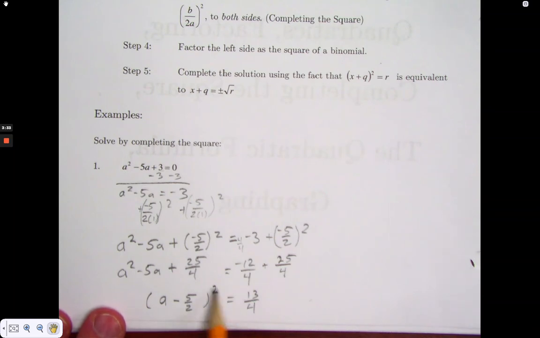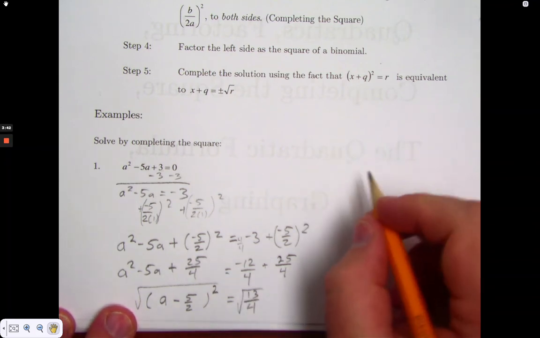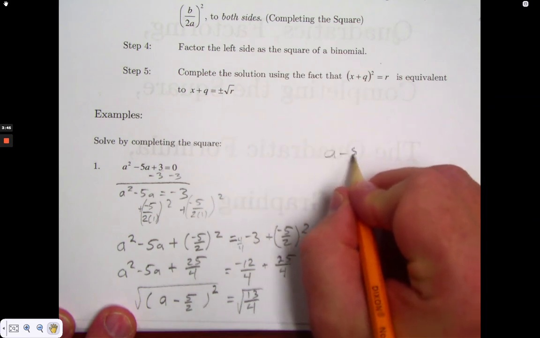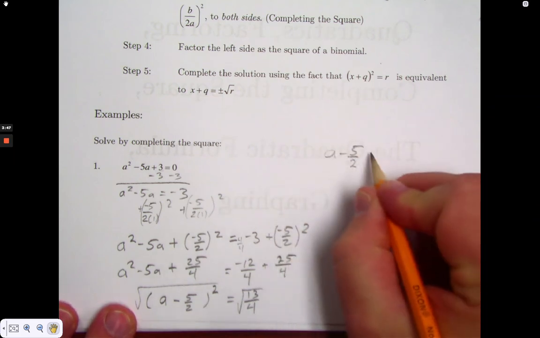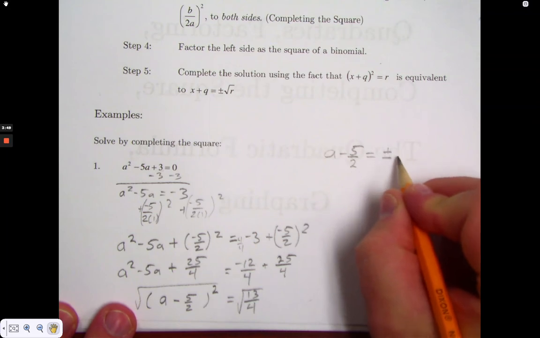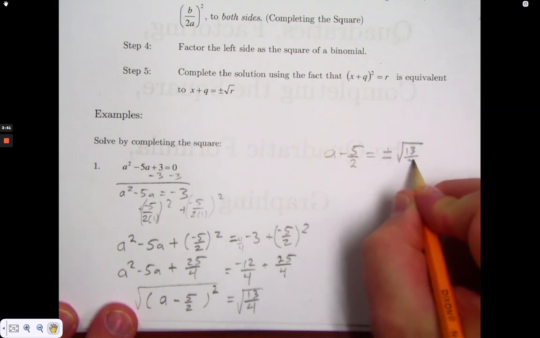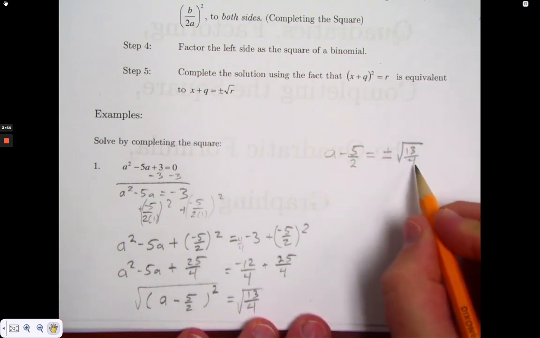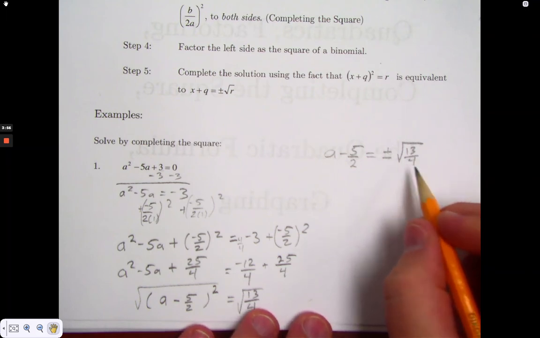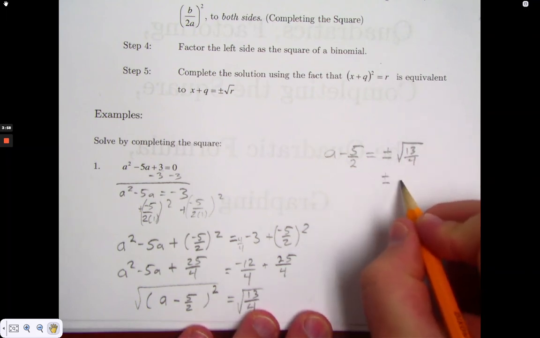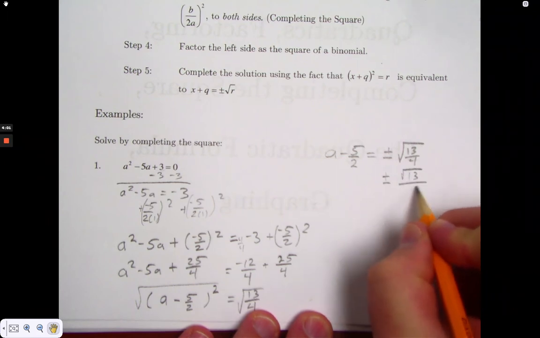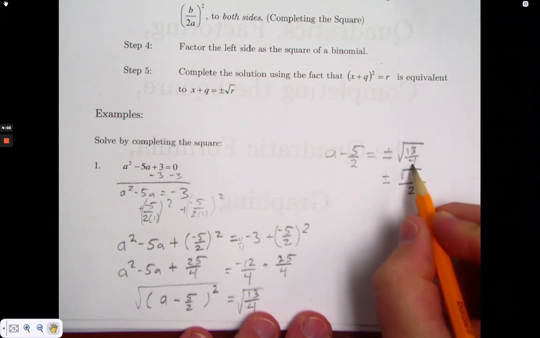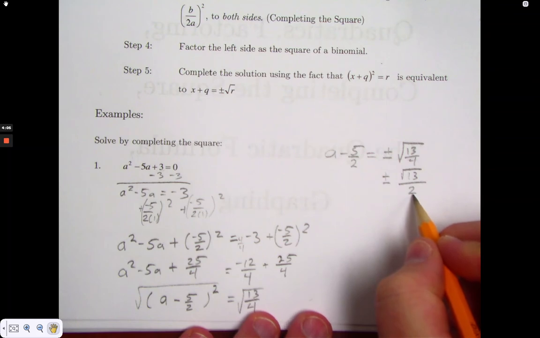So now once we get to this point, we could take the square root of both sides. Once we take the square root of both sides, the right side needs to become a plus or minus. So this is a minus 5 halves equals, and then we have this plus or minus the square root of 13 over 4. But now we can actually take the square root of this 4. So this is plus or minus the square root of 13 over 2, because the square root of 4 is 2.